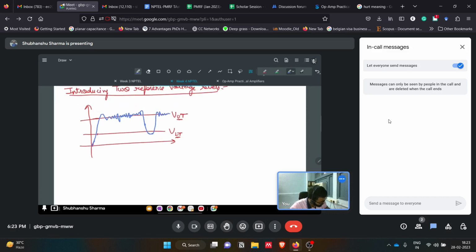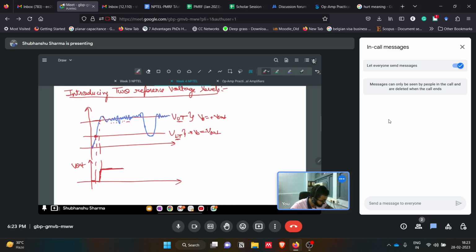So how will our output look? This is the output. When the input crosses the lower threshold, until before that it was zero. But once it crosses this and reaches here, our output becomes high. Then there are fluctuations here, but the output is unaffected because the input is not crossing the lower threshold voltage. Lower threshold means the output will be low, minus V sat, and once it crosses the upper threshold, the output will be plus V sat. So yeah, this is for the inverting, non-inverting configuration.